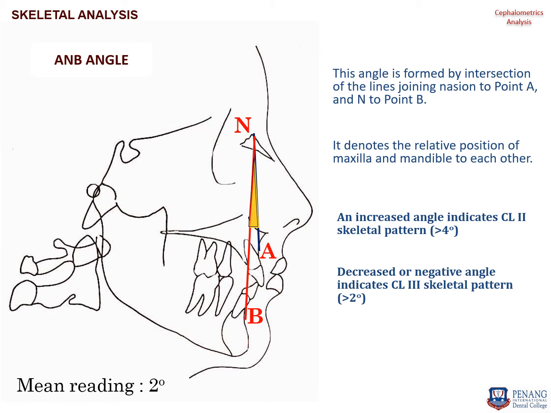An increased ANB angle of more than 4 degrees will indicate a class 2 skeletal pattern, because point B is way behind point A, whereas a decreased or negative angle indicates a class 3 skeletal pattern, wherein the mandible is placed in a relatively forward position when compared to the maxilla.